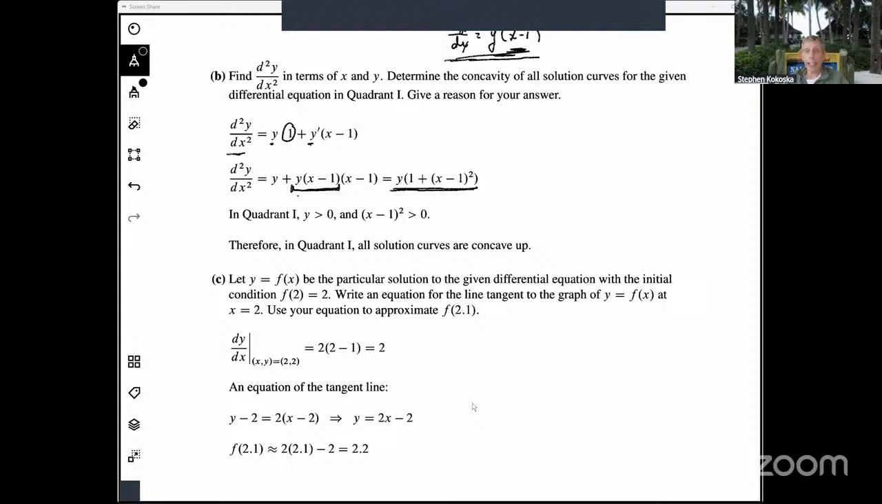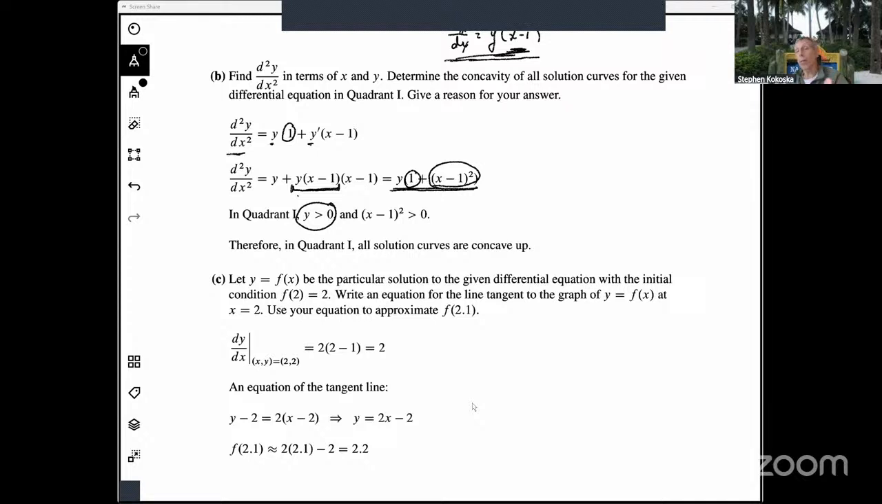But I left it like that for a reason because I thought a little bit about what's coming. In quadrant 1, I know that y is always greater than 0, and for any x value, this expression is always positive, and I'm adding 1. So I know that expression inside the parentheses is always 1 or greater. So I know that the second derivative is always positive. And that means the second derivative of y is always positive. And that means that the solution curves must be concave up in quadrant 1.